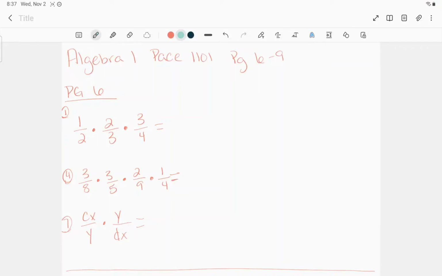Okay guys, we're going to be working on page 6 through page 9. And on page 6, we just have basic multiplication of fractions.